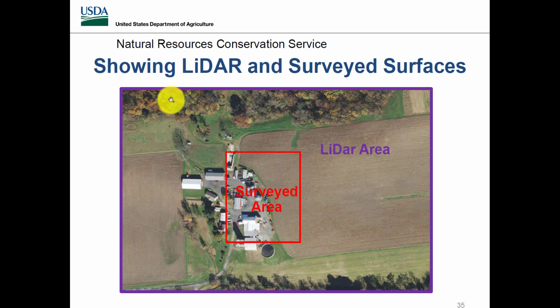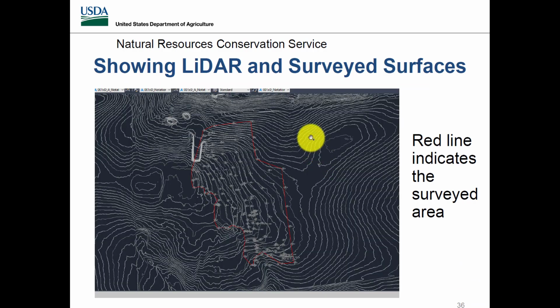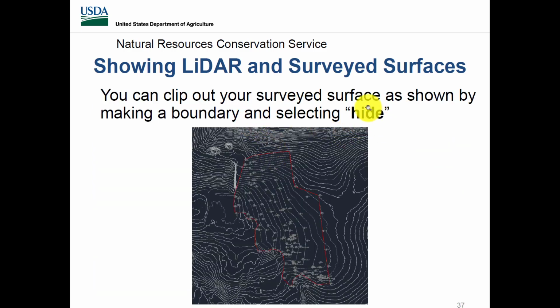So in this example, this is the area that was surveyed. This is the LiDAR that we brought in, in purple. The red line indicates the area that was surveyed, and we want to clip that out from the LiDAR so we show our actual survey data, because we know that's the correct elevations that we want to use. The LiDAR really doesn't match up to our elevations. It's 4 or 5 feet off for whatever reason.